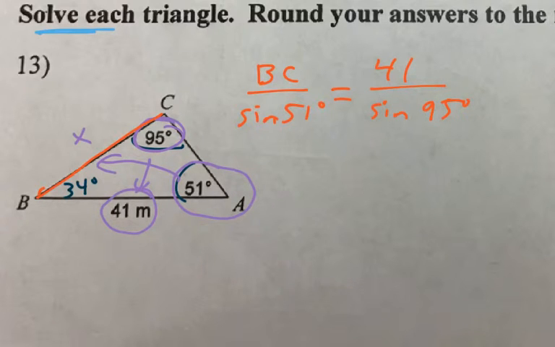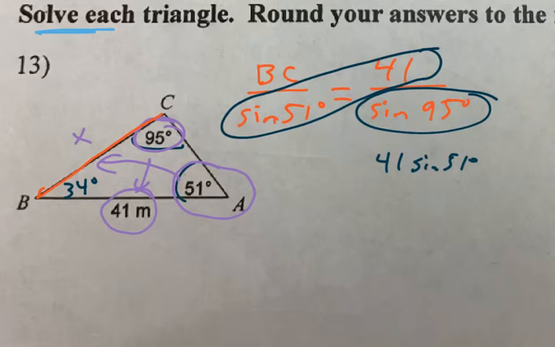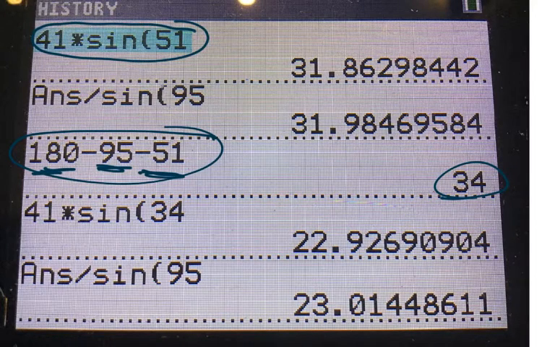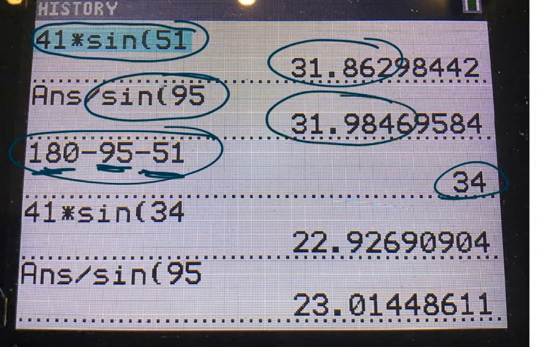Always match the side with the sine of its opposite angle. Okay? Solving this, guys, do you agree? I'm going to do 41 times the sine of 51. I'm going to then divide by the sine of 95. This is going to equal BC. All right? Check this out. I did 41 times the sine of 51. Bam. I divided it by the sine of 95. This right here is the missing side, BC.